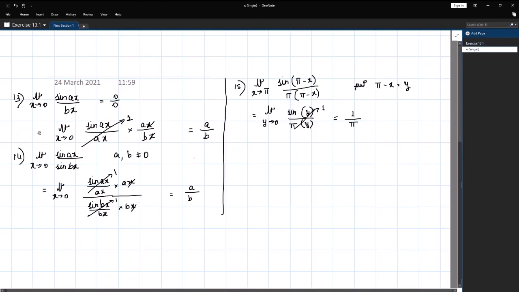So next one is limit x tends to 0, cos x divided by pi minus x. So if we substitute 0, we'll have cos 0 in the numerator and pi minus 0. Cos 0 is 1 and the denominator will have pi.